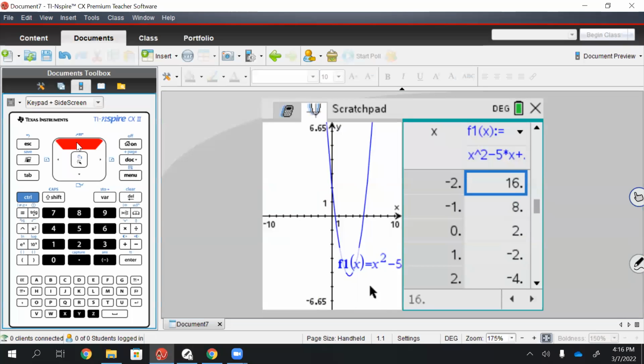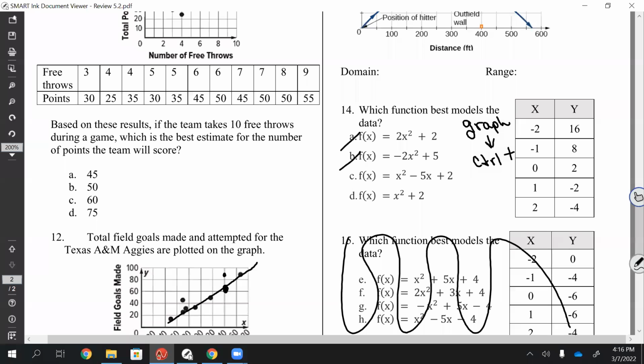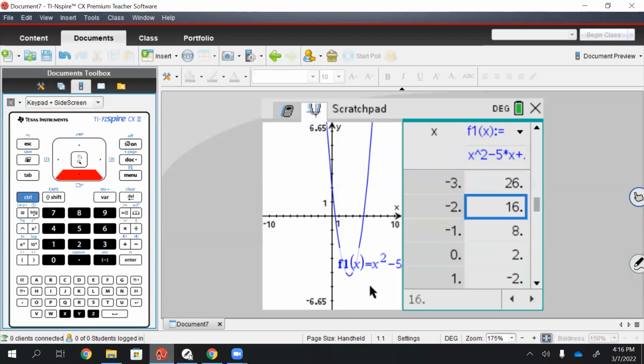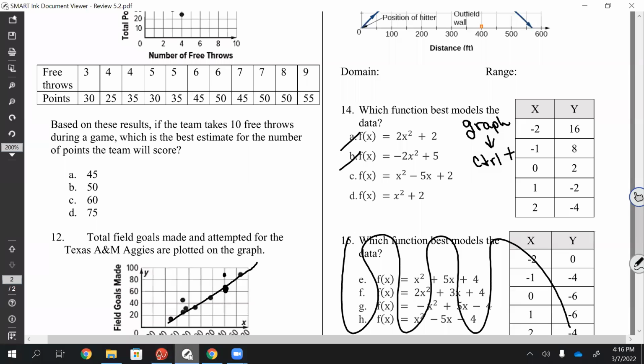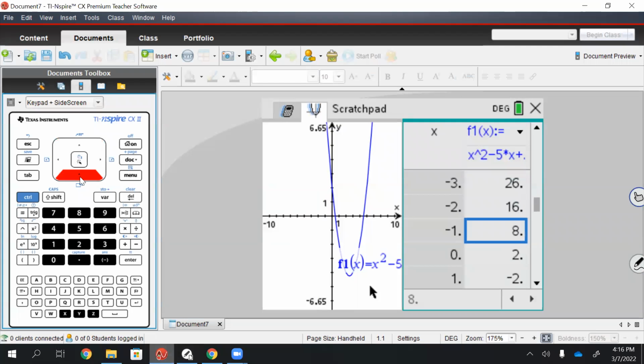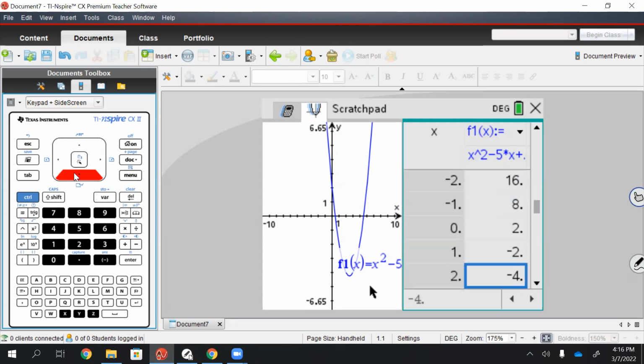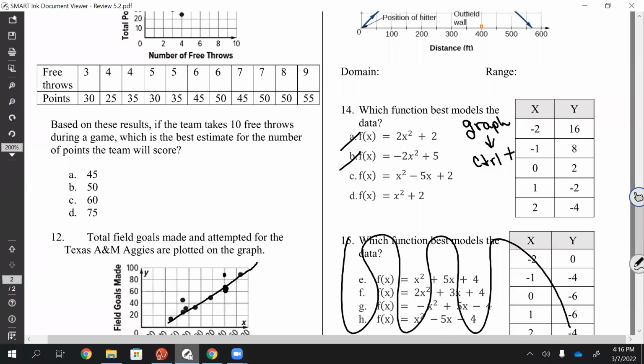Let's see. Oh, -2, 16. That works. -1, 8. Is that what's on my table? Yeah. Okay, let's see. 0, 2. Is that on our calculator? Yes. Okay, 1, -2. Does that match? Yes. 2, -4. Does that match? Yes. So the whole table matches. So it is C.